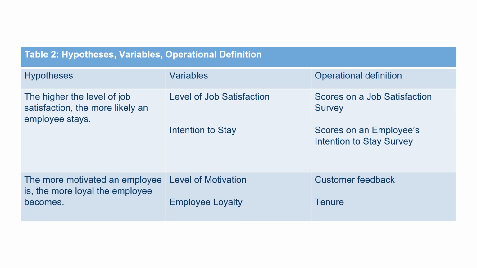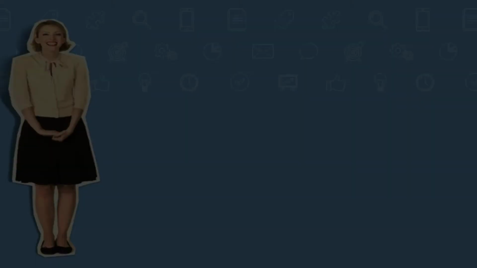Another hypothesis that we presented as an illustration is the more motivated an employee is, the more loyal the employee becomes. Okay, so for this, our variables are level of motivation and employee loyalty. Our operational definition would be customer feedback and maybe tenure. Okay, so that is how we convert our theories to propositions, to hypotheses, to variables, and eventually to your operational definition. Now, needless to say, this is more fit and appropriate for those who are using a quantitative approach. For a more qualitative approach, we would get to see more explanations and discussions on the dimensions and aspects that you will be utilizing in your study.